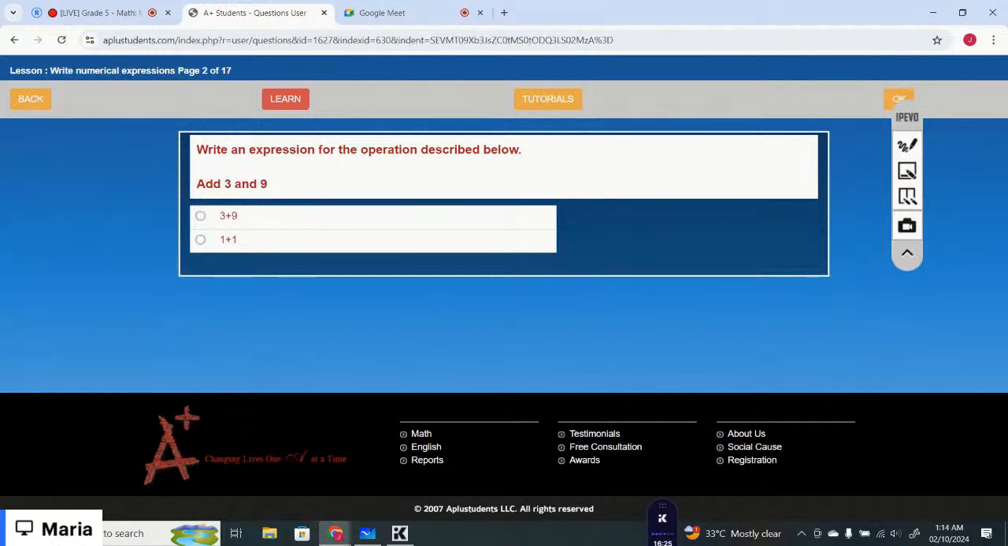Write an expression for the operations described below. Add 3 plus 3 and 9. So which is the correct option? How do you write?